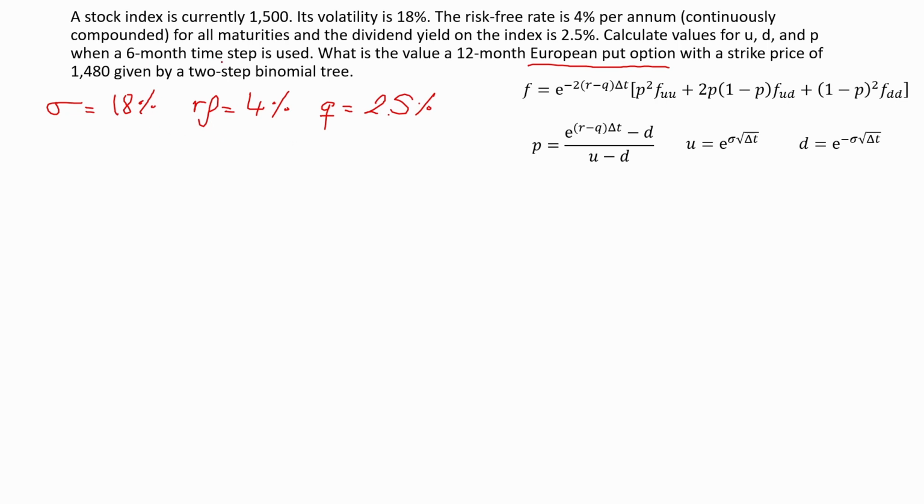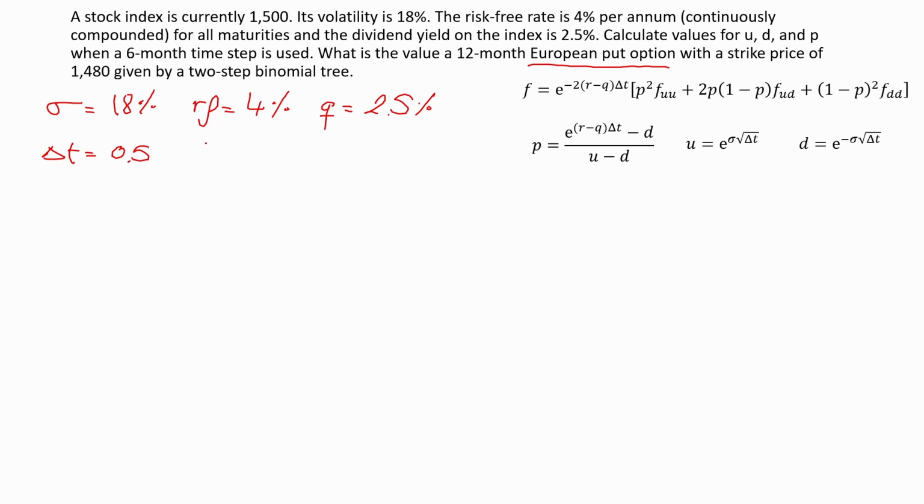Then a 6-month time step is used. The time step is denoted by this, and because it's a 6-month time step, remember the reference time period is 1 year. Therefore, this would be 0.5. Okay, so 6 months divided by 12, because there's 12 months in a year. 6 divided by 12 is 0.5.